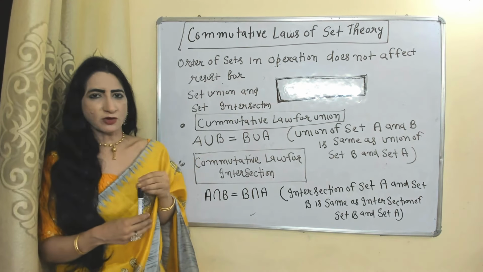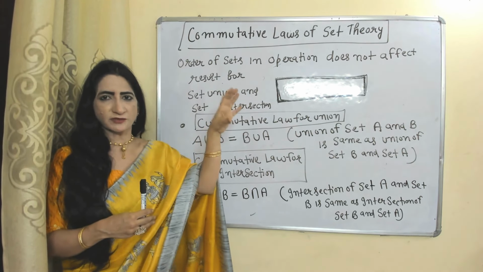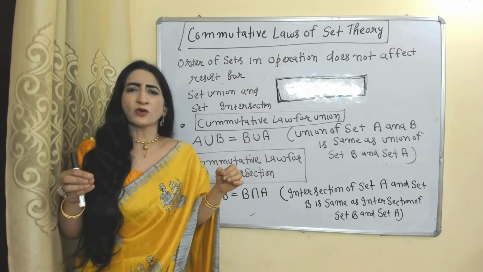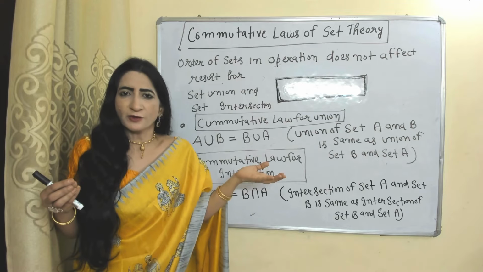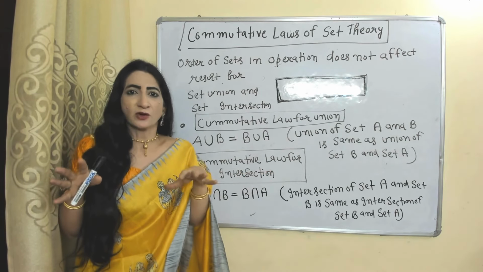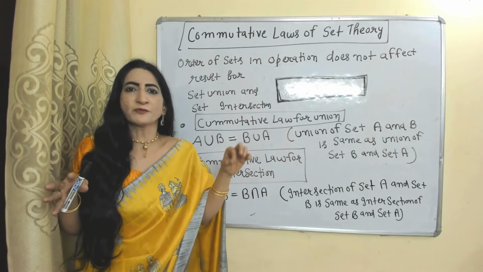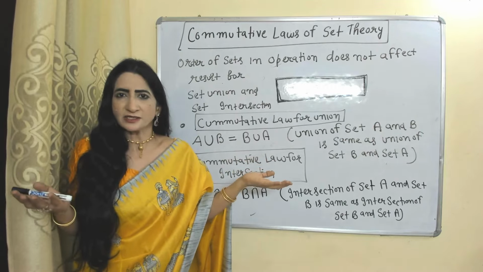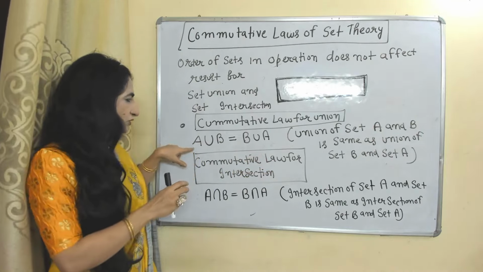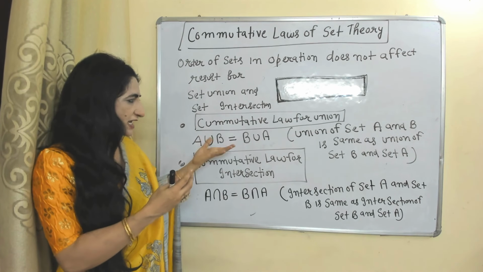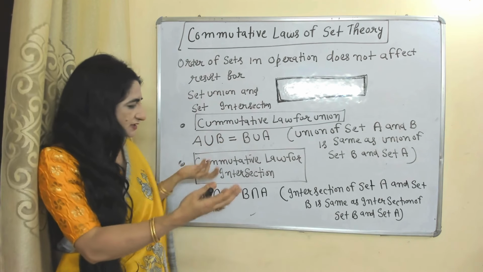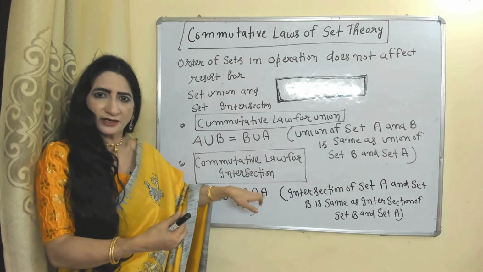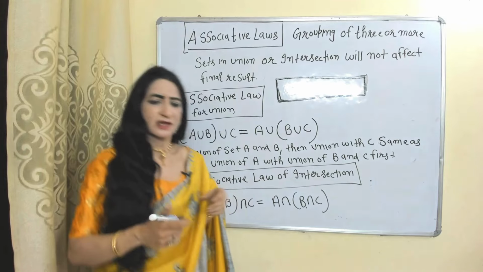Now we will see important laws of set theory. First is commutative law of set theory. According to commutative law, order of set will not affect final result for union and intersection. That's why union of A and B is same as union of B and A. Similarly, intersection of A and B is same as intersection of B and A according to this law.